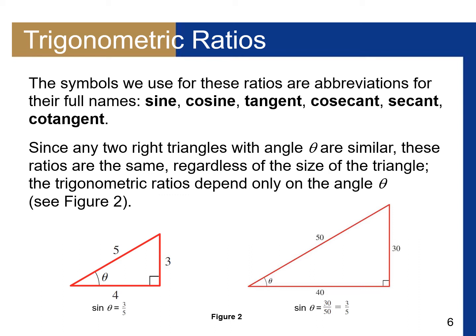So the symbols that we do use are the abbreviations of the full name: sine, cosine, tangent, cosecant, secant, and cotangent. And since any two right triangles with an angle theta are similar, these ratios are the same regardless of the size of the triangle. The trigonometric ratios depend only on the angle theta. So depending on how big that angle theta is, will depend upon the ratios.